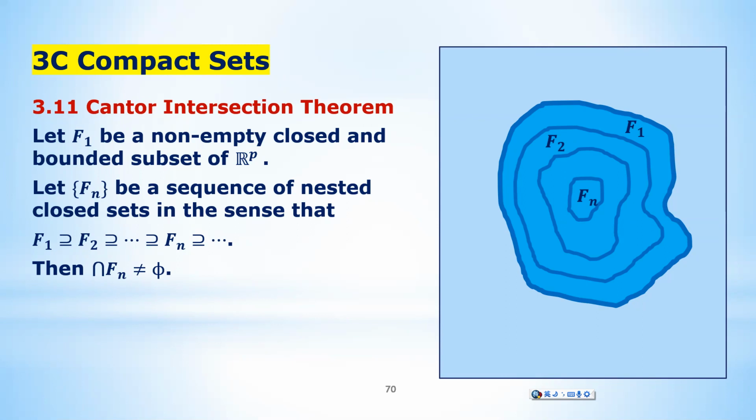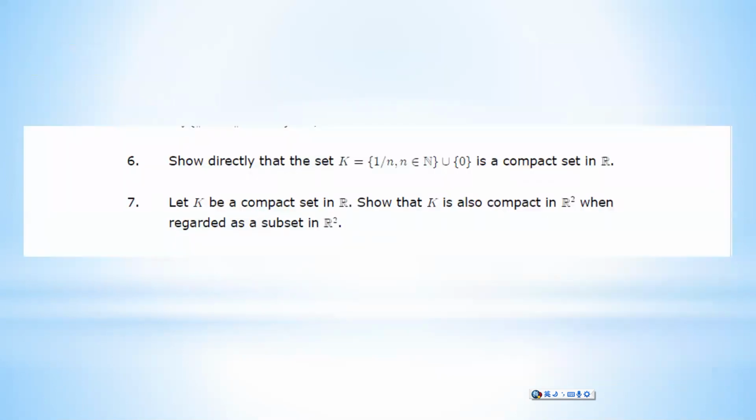So I intend not to go over the proof. Today's lecture, the main purpose is to study the proof of the Heine-Borel theorem that's related to compact sets, right? There are two homework problems associated with today's lecture. In the first one, you have to show directly that the K defined here is a compact set in R.